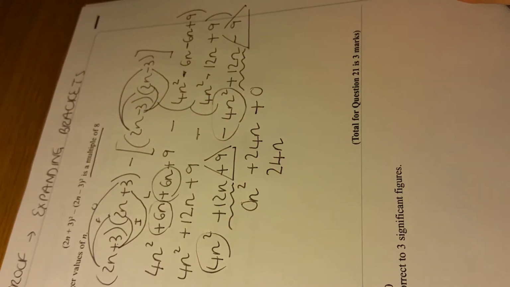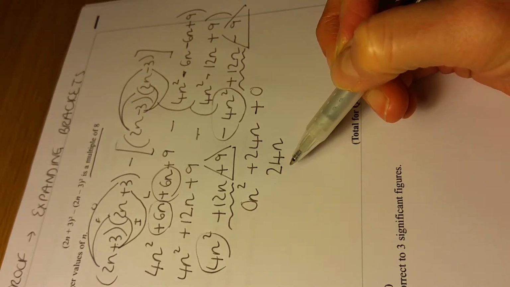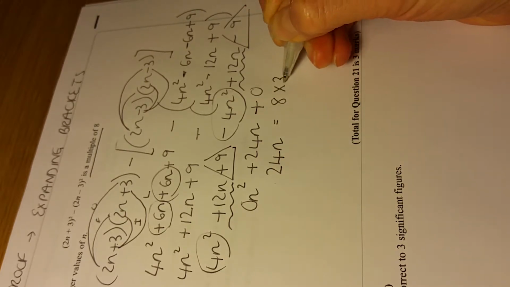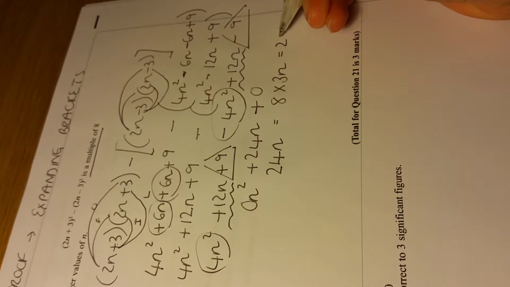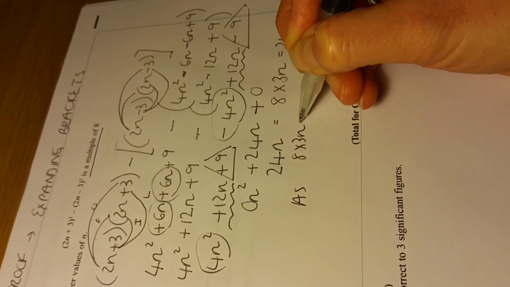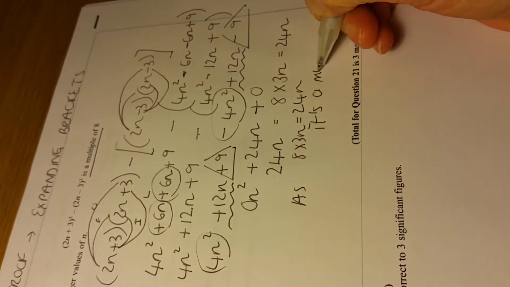Now, go back to the original problem. You've got to prove this is a multiple of 8. And we know that a multiple of 8 will divide by 8. So you say to yourself, okay, does this divide by 8? Well, it does, because 8 lots of 3n is 24n. So therefore it divides by 8. So you've proven, as 8 times 3n, 24n, it's a multiple of 8.